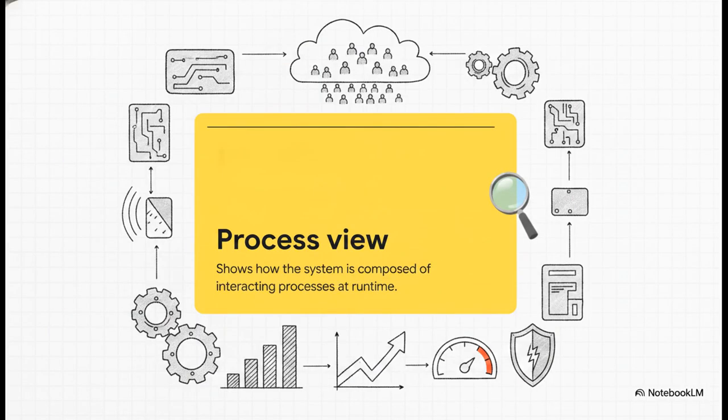Next is the process view. This view shows how the system operates when it is actually running, at runtime. It shows the interacting processes and threads.